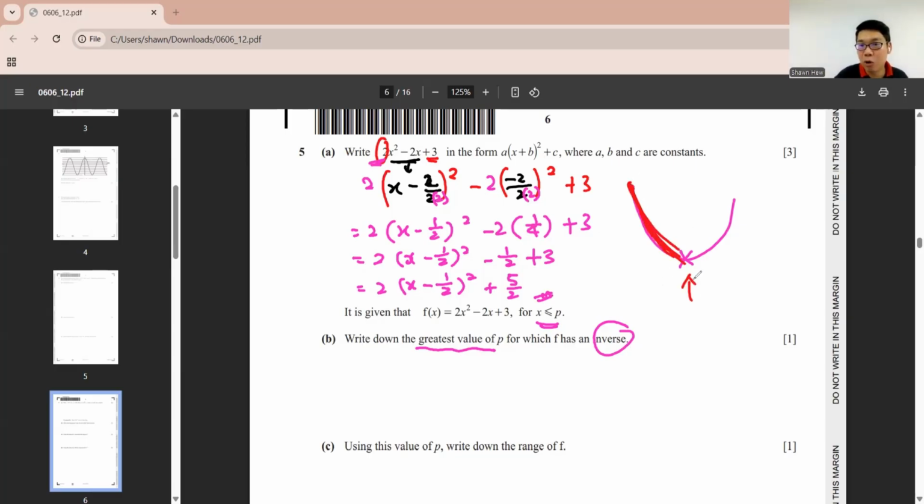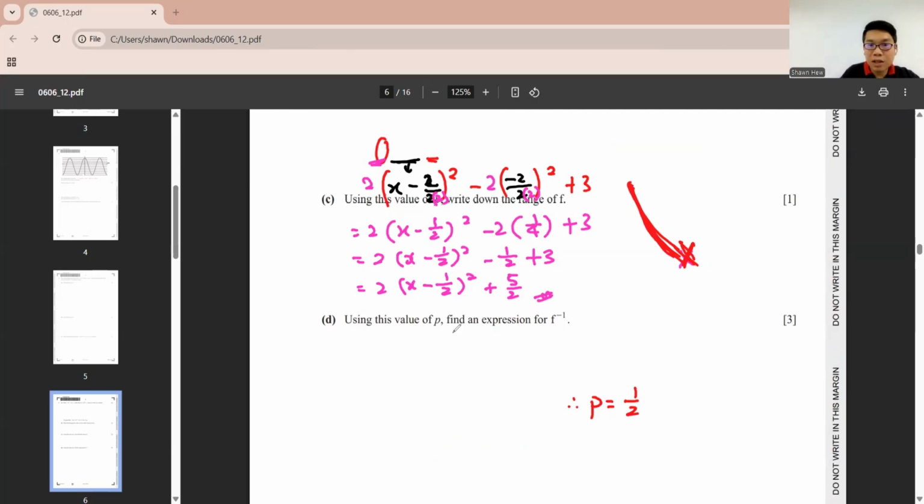So we need to know what is the turning point. From here, we know the turning point is (1/2, 5/2). The x must be less than 1 over 2. So the greatest number of p is 1 over 2. Then using the value of p on the range, we know the range is up, down. The minimum I can go is 5 over 2. So f is more than or equal to 5 over 2.